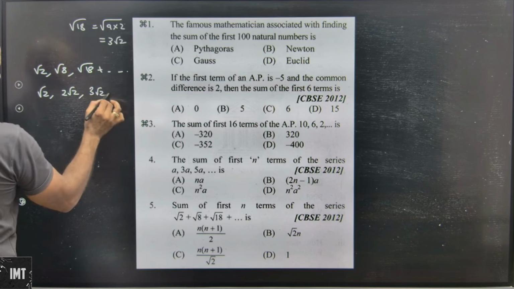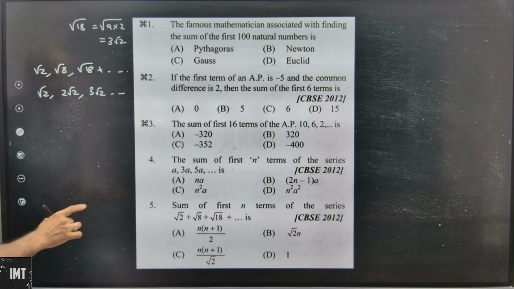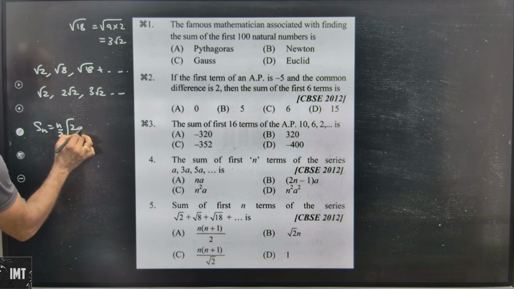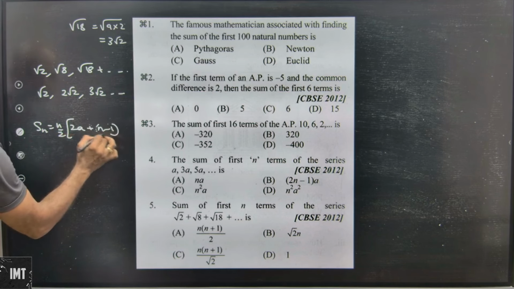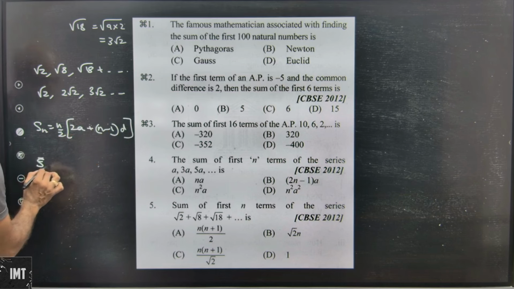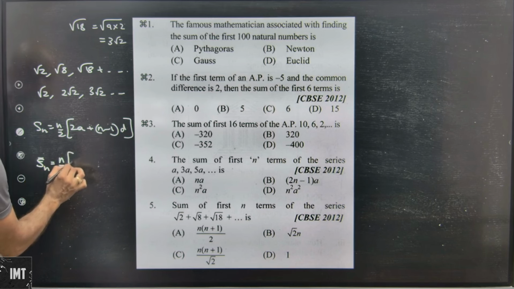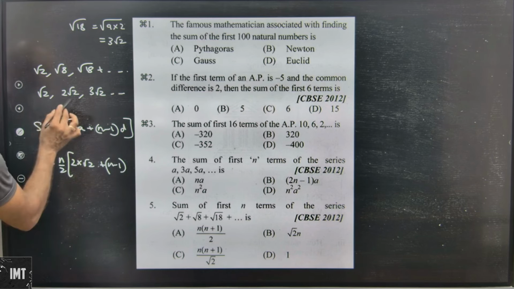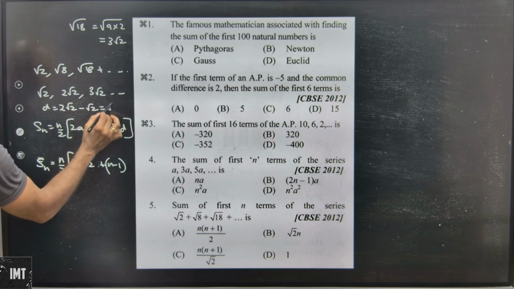3 under root 2, and so on and so forth. Okay, sum of the first n terms Sn is equal to n by 2 into 2a plus n minus 1 into d. So the sum of the first n terms will be n by 2, 2a, 2 into under root 2 plus n minus 1 into d. What's the value of d here? So d will be 2 under root 2 minus under root 2, that is under root 2.